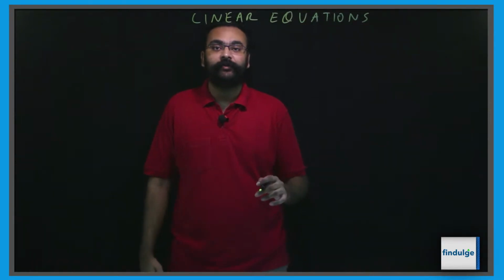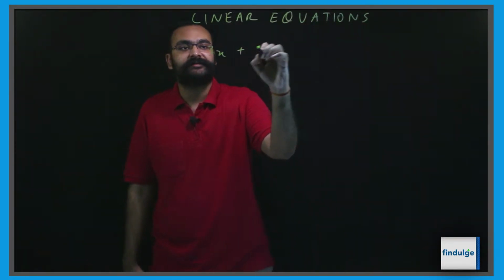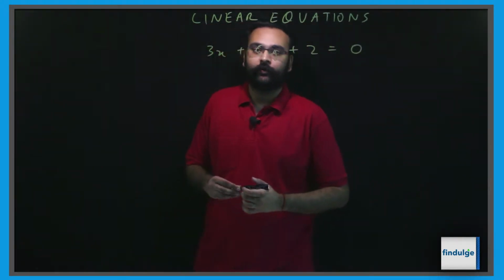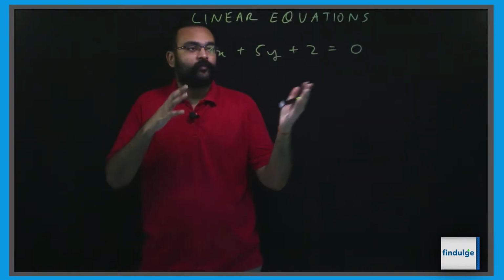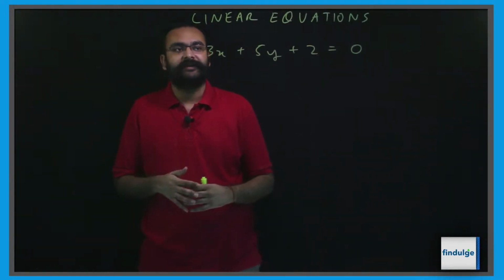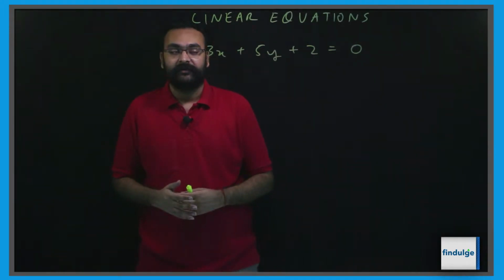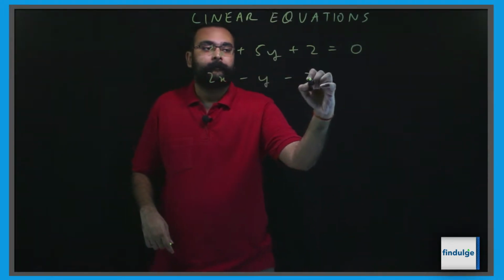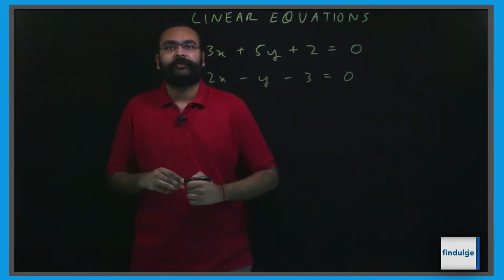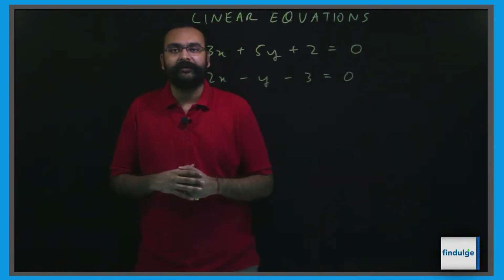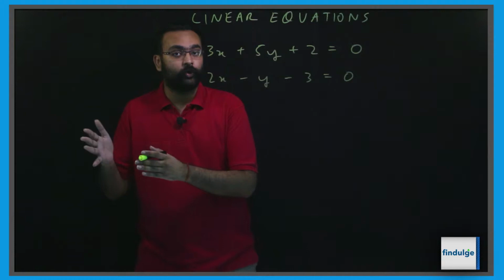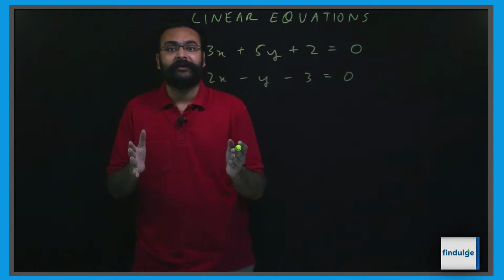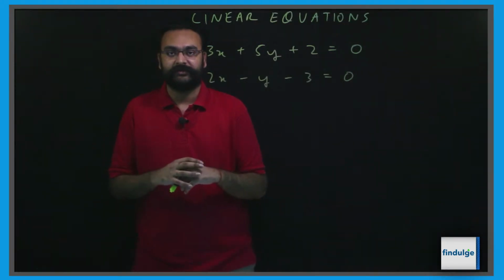So an example of a linear equation is something like this: 3x plus 5y plus 2 is equal to 0. Now what we know so far from what we've studied is that you can graph this. If I have two equations, let's say I introduce another equation and I graph both of them, they will intersect at some point. Most likely there are some conditions in which they don't. We will look into those, but let's say they intersect. That intersection point is known as the solution of the equations.